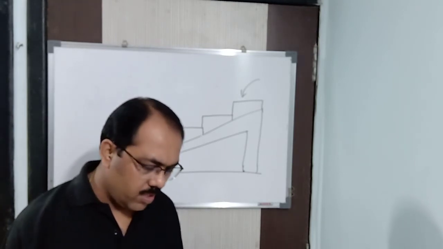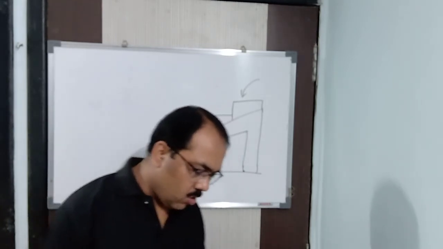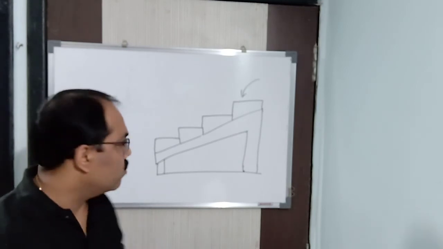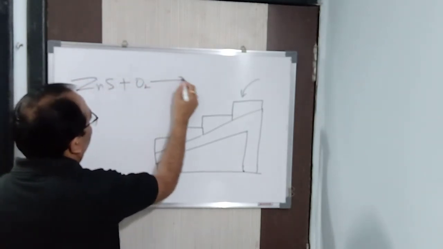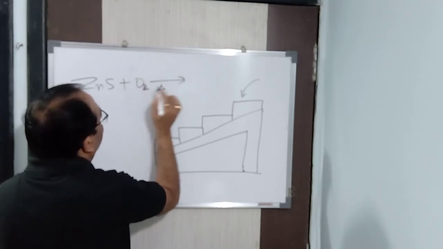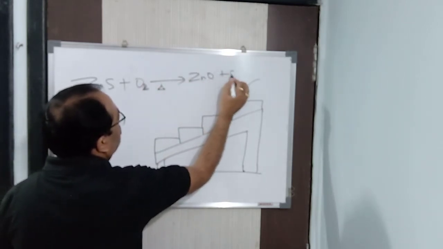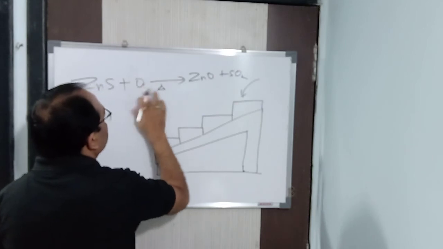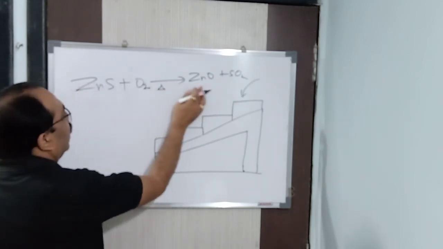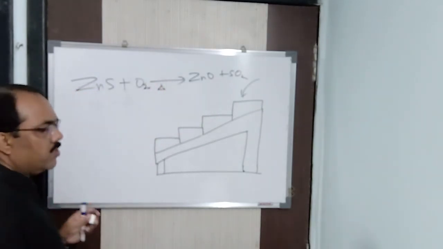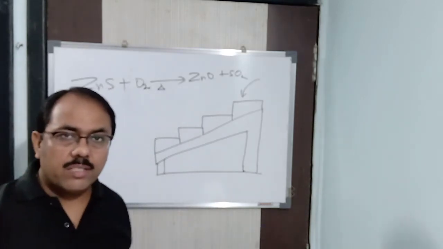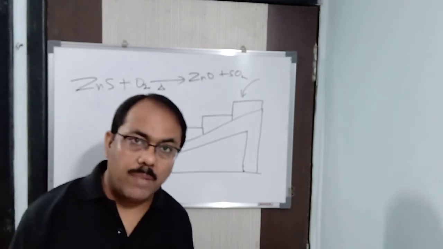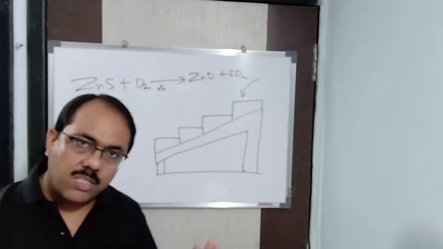That is called roasting. Roasting basically is done for the sulfide ores. For example, ZnS plus O2 on heating will give you ZnO plus SO2. You can see that sulfide ores upon heating in presence of air get converted into their oxide. Now zinc oxide I can convert into its metal after reduction. So this is called roasting.